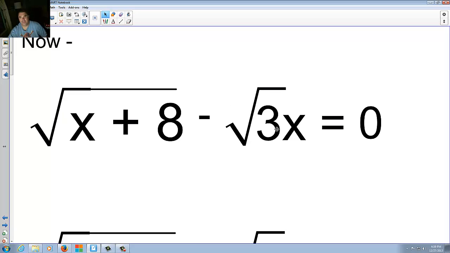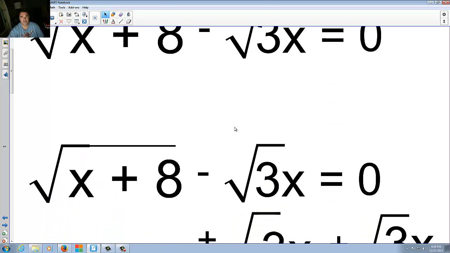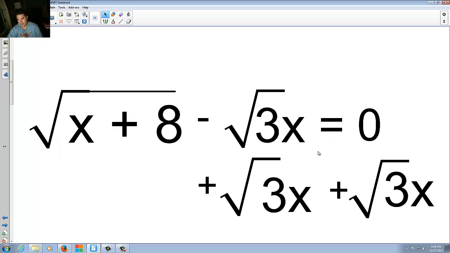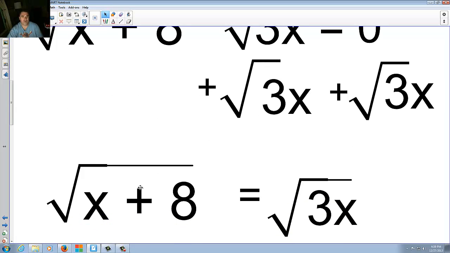And now, same thing here, except this time we have square root of x plus 8 minus square root of 3x equals 0. Step 1 is we're going to add 3x to both sides, which cancels this out. So square root of x plus 8 equals square root of 3x.